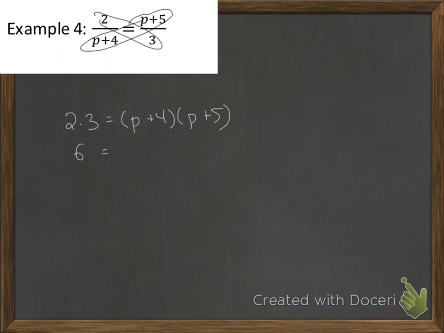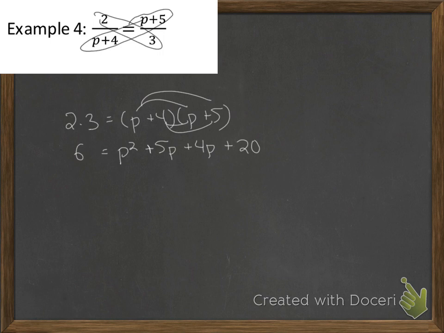Okay, so we're going to FOIL. So we have p squared plus 5p plus 4p plus 20. Okay, so the way we solve this, this is actually a quadratic, right? Because you have a p squared, you have a quadratic term, not just a linear term.